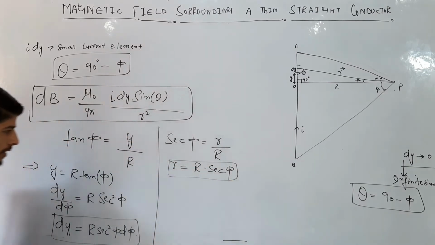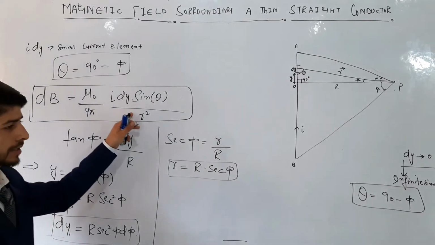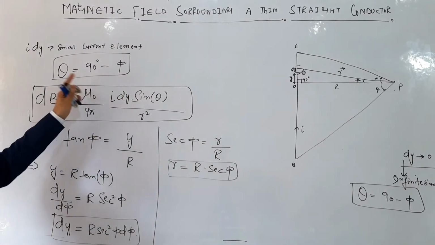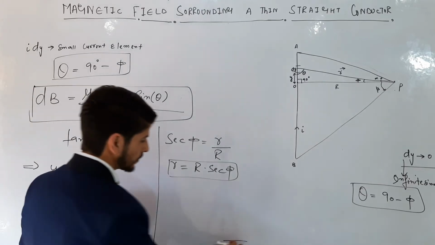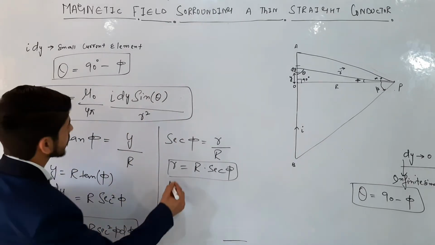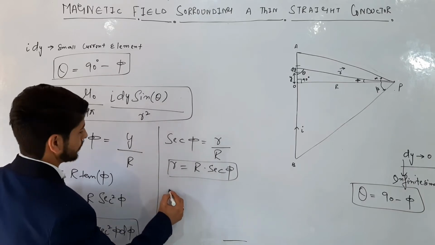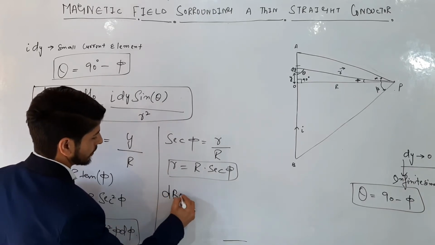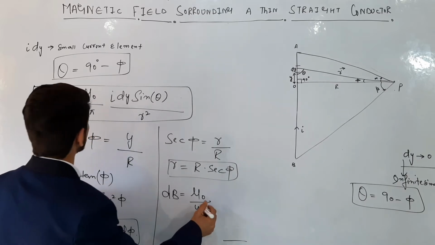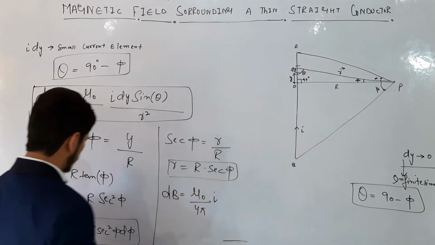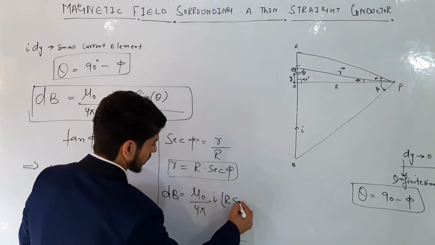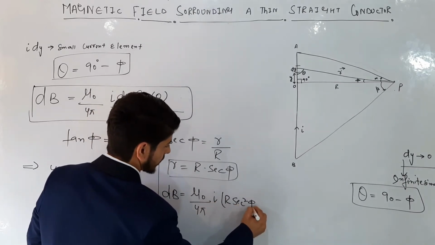Very easy. Now what are the unknown things? One is r, we found this. One is dy, we found that. Another one is theta, we found that. Now put the values, we will get the answer. What will be the answer? The answer will be dB equal to mu naught upon 4 pi times I. What is the value of dy? It's R sec square phi d phi.